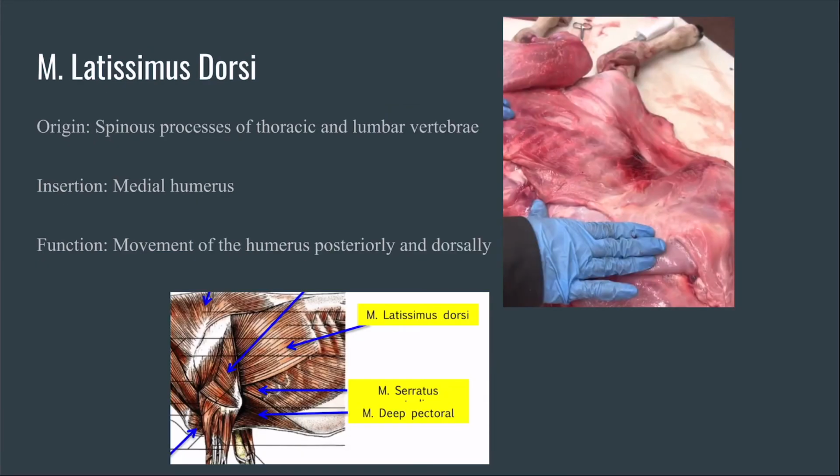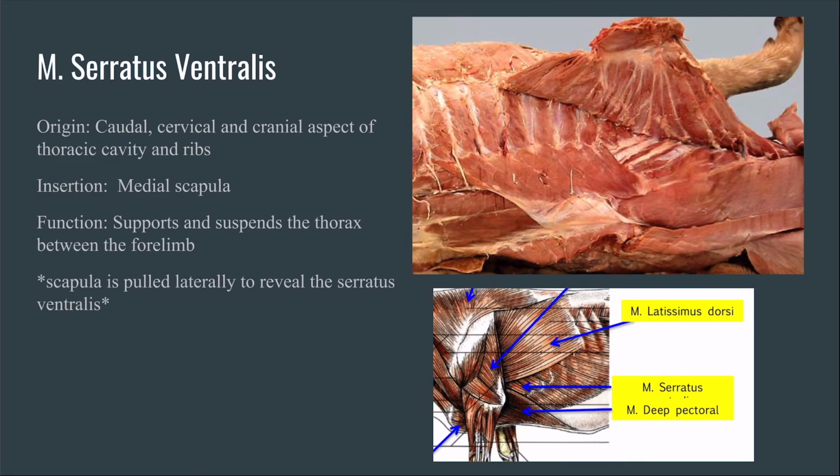The latissimus dorsi originates on the spinous processes of the thoracic and lumbar vertebrae. It inserts on the medial humerus, and it functions to move the humerus posteriorly and dorsally. The serratus ventralis originates on the caudal cervical and cranial aspects of the thoracic cavity and the ribs. It inserts on the medial scapula, and its function is to suspend the thorax between the forelimbs.